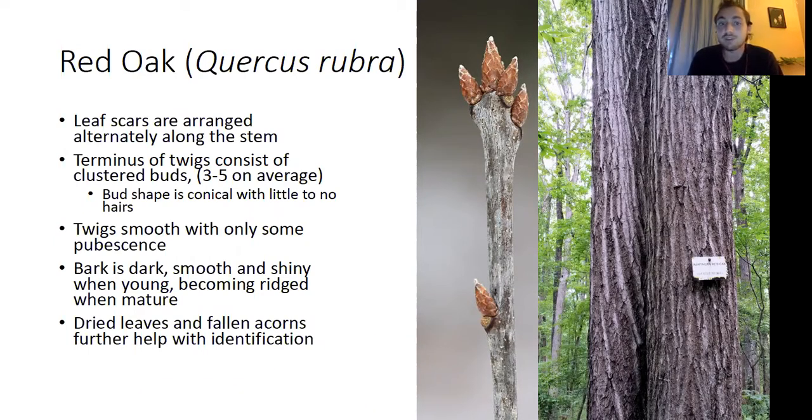Now, for oaks in general, having dried leaves and fallen acorns can really help with identification, since some of the stem features can overlap between species.